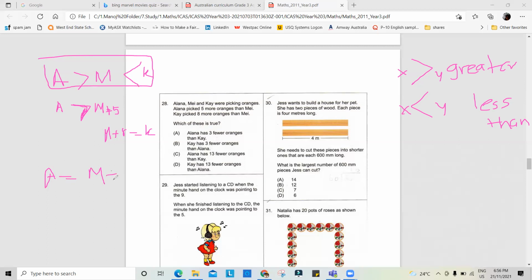If I added 5 oranges, if I chose a question, I chose an answer. Okay, which one? Yeah, Alana has 3 fewer oranges than K. Yeah, that's right. Because K needs 8 more oranges. You are correct, 8 oranges.